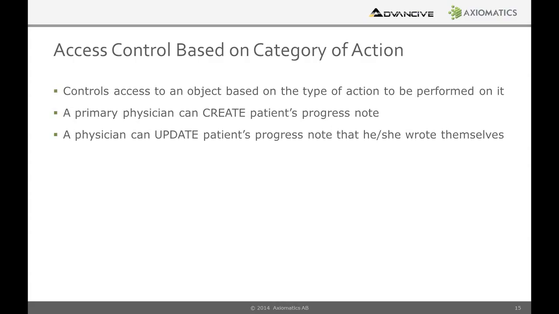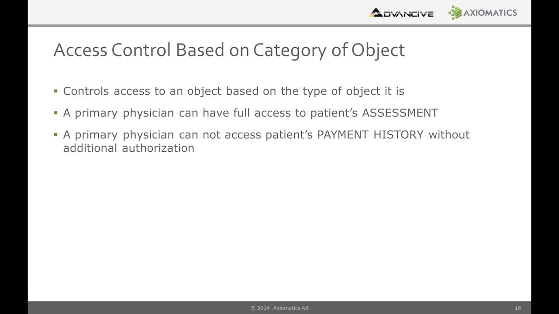Access control based on category of object really deals with the type of object that we want to protect and control access to. Again, a couple of examples. A primary physician can have full access to a patient's assessment, right? Assessment is the object, and that's the object we want to control access to. Or a primary physician cannot access a patient's payment history without additional authorization. So again, the requirements here are around controlling access to the type of objects.